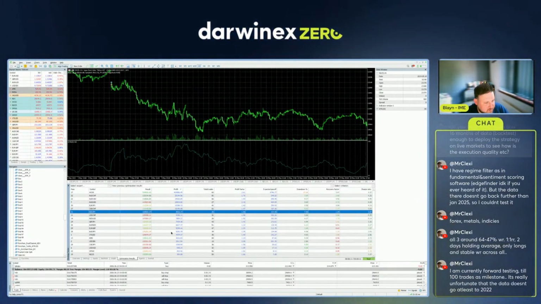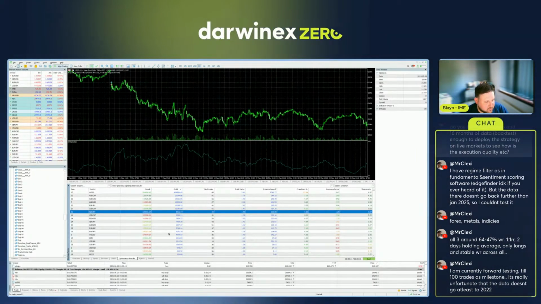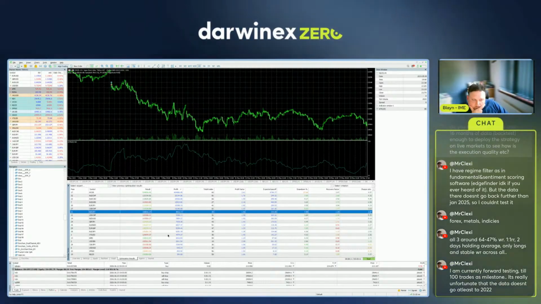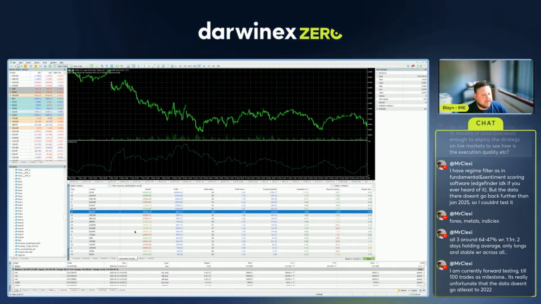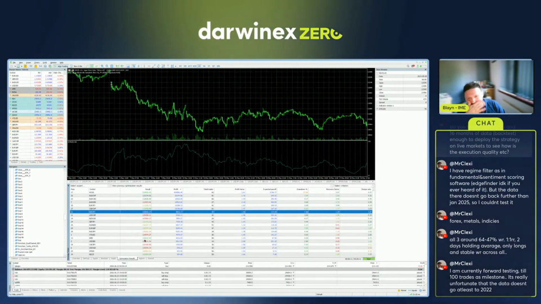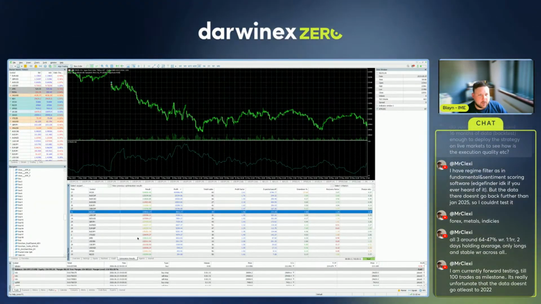I'm currently forward testing until 100 trades is a milestone. It's unfortunate that the data doesn't go back at least to 2022. Yeah, it's going to be quite hard, I would say. But if you've got data from 2022 to now, I would say it's a good amount of data to go on.